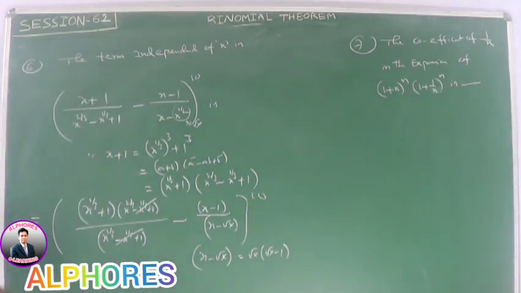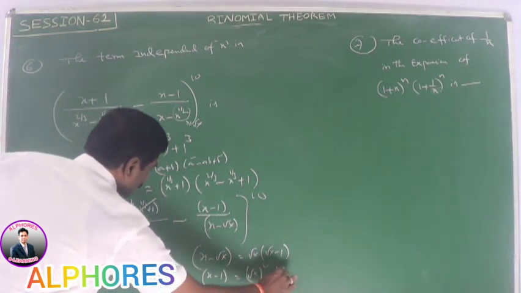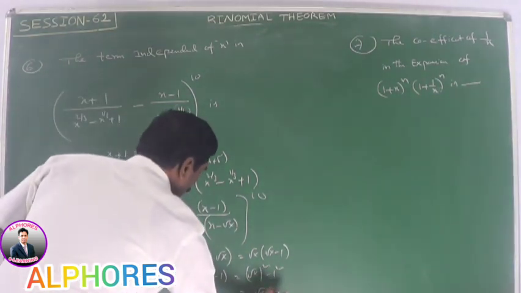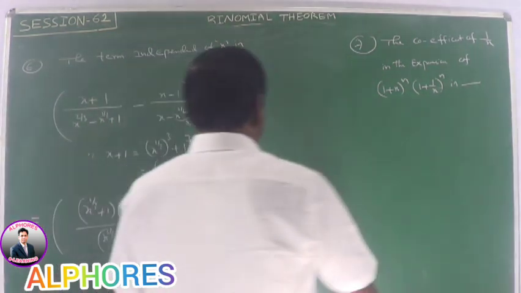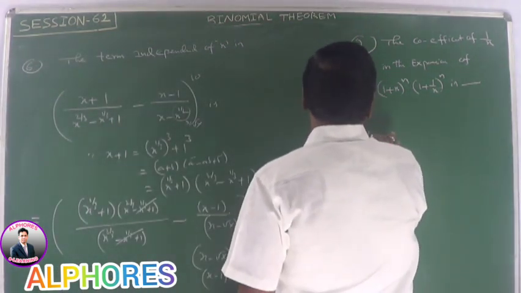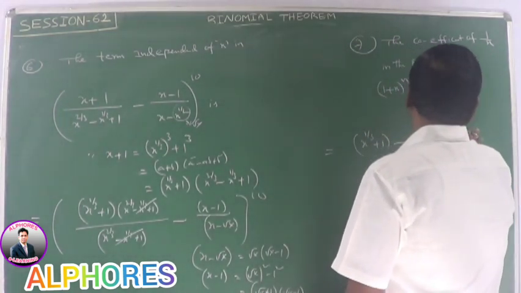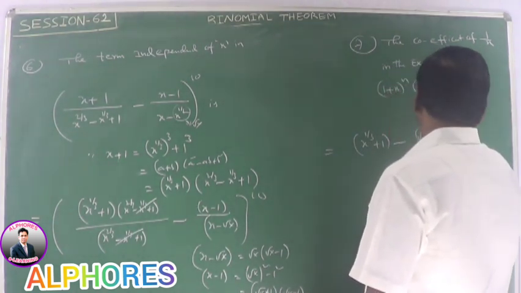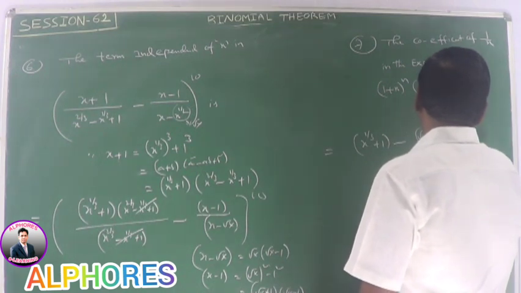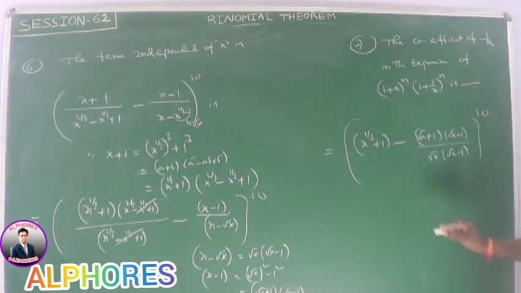Please observe this value. Similarly, x minus 1 means (root x) whole square minus 1 square. That means (root x + 1)(root x - 1). That value is equal to (x^(1/3) + 1) minus (root x + 1)(root x - 1) divided by, what is the denominator? The denominator is root x into (root x - 1), the whole power 10. Please observe these values. Here, in this case, (root x - 1) and (root x - 1) cancel.